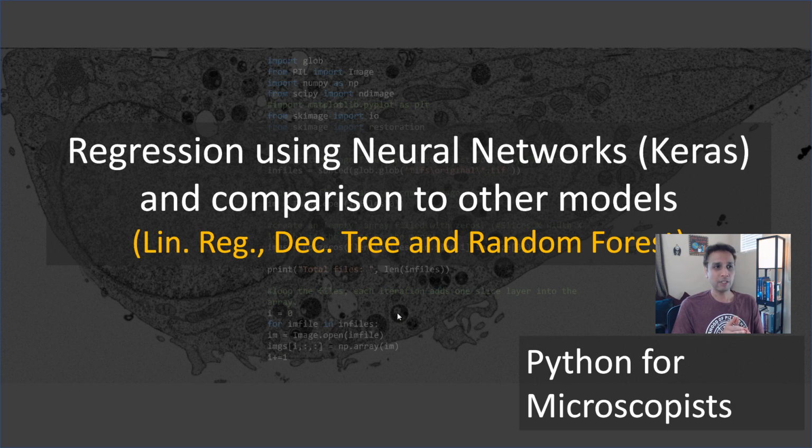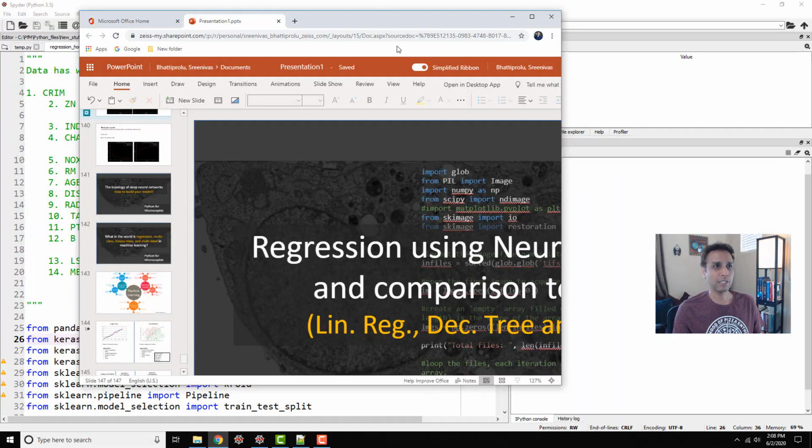And what fun is just doing this in neural networks and not comparing this with other models that we are familiar with, like linear regression, decision tree, and random forest. So we're going to go ahead and do that, okay? And for this, the data set I'm going to use is the Boston housing data set.